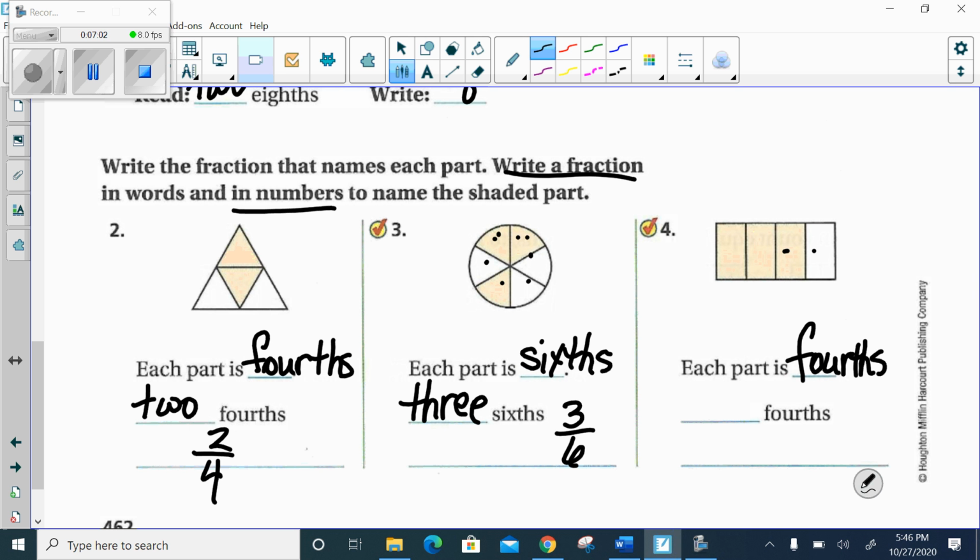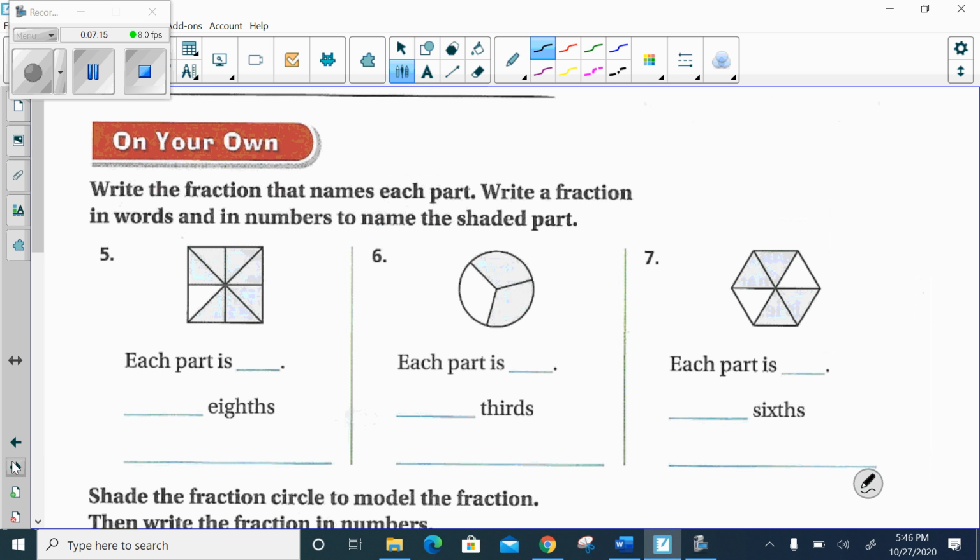Okay. How many are shaded? 1, 2, 3. We have 3 fourths. So 3 out of 4 are shaded. 3 fourths. Okay. So next page.